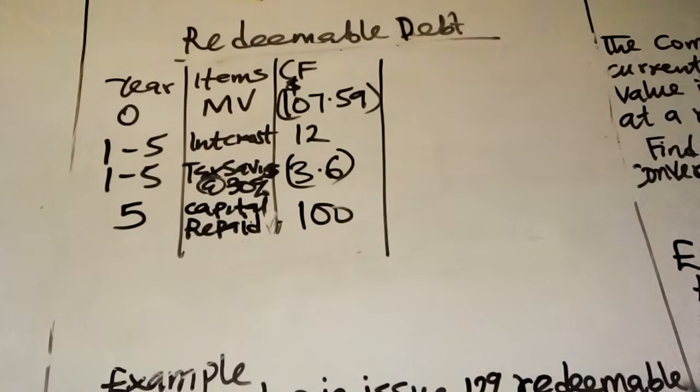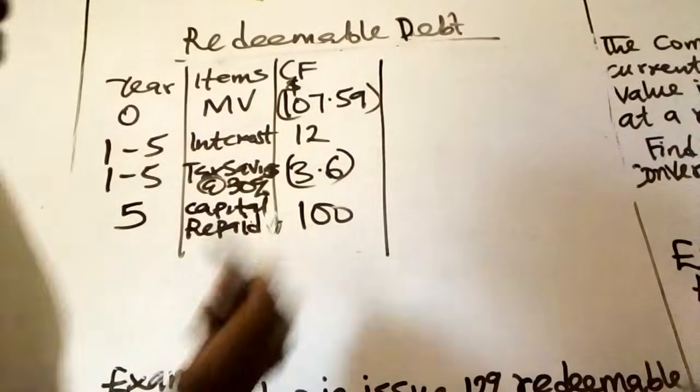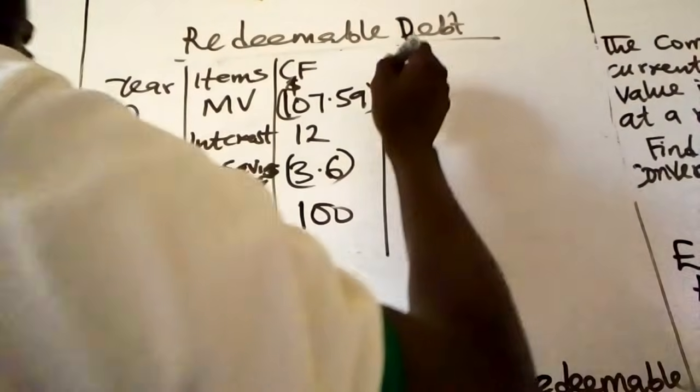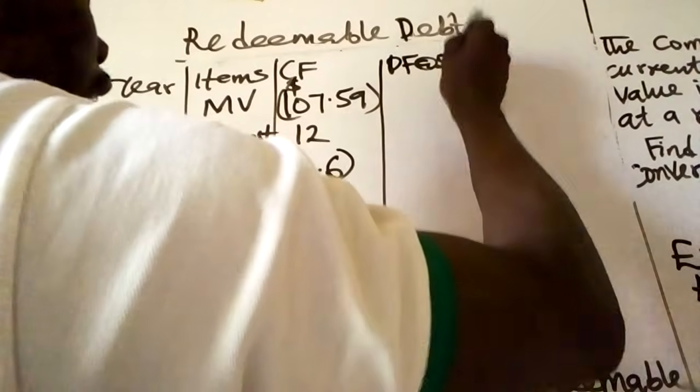Par value will be 100. Then you now discount it. Let's assume a cost of capital. You are going to use trial and error method. Let's try 5%. Discount factor at 5%. We assume that 5%.